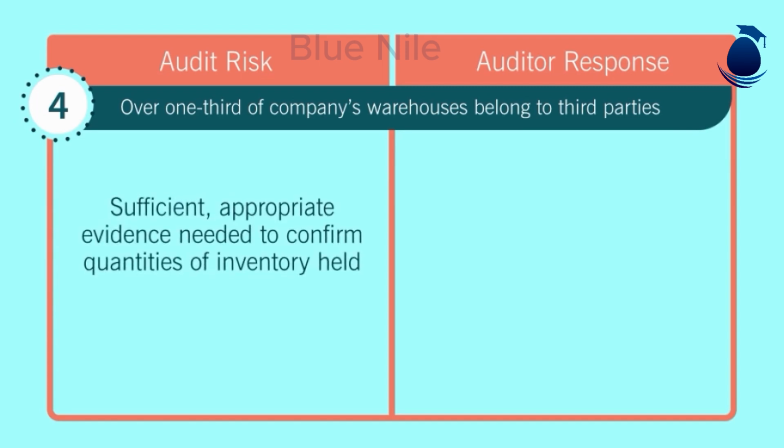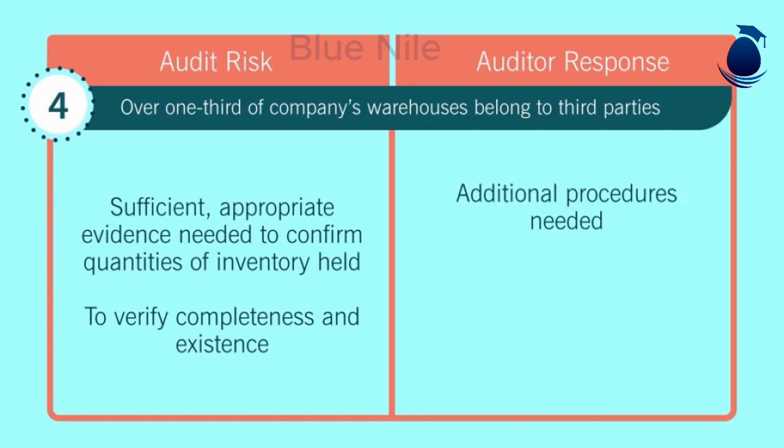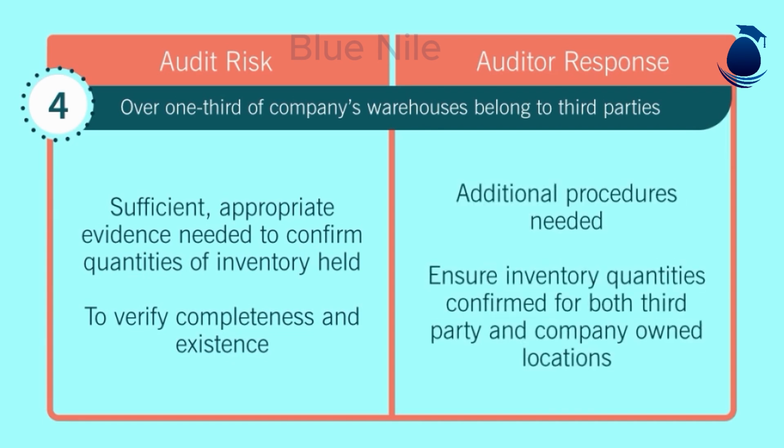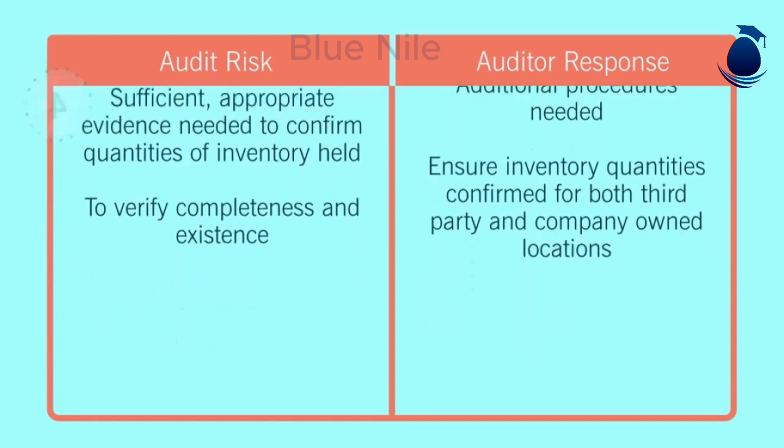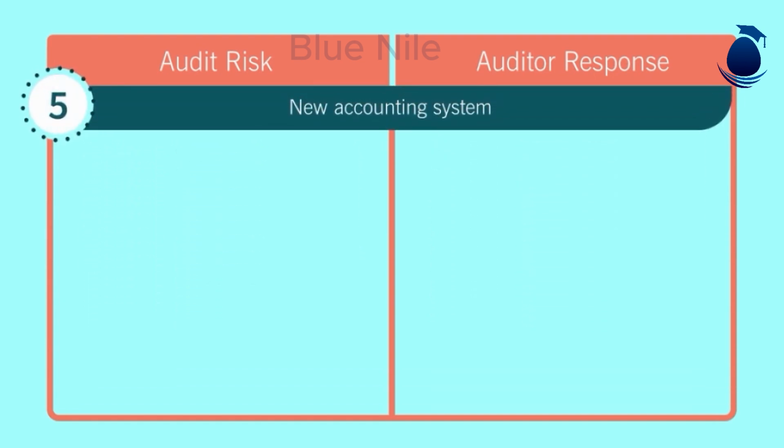The risk is that the auditors will need sufficient and appropriate evidence to confirm the quantities of inventory held in these locations, in order to verify completeness and existence. The audit response is that additional procedures will be required to ensure inventory quantities have been confirmed for both third-party and company-owned locations. The fifth audit risk is that the company introduced a new accounting system during the year.